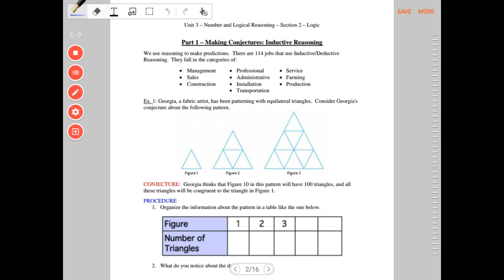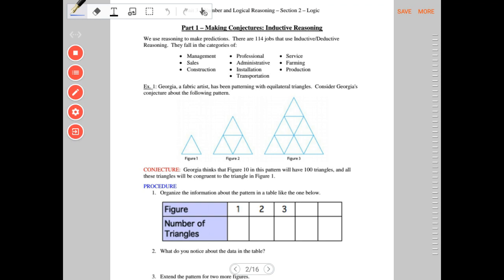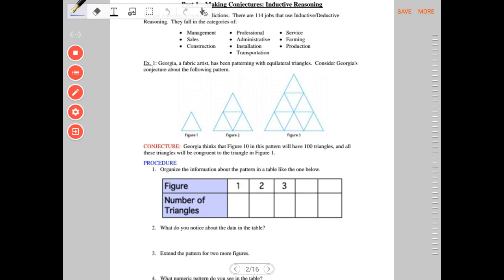Okay. So, as I mentioned on the first page, there's a lot of jobs that require you to use reasoning, both inductive and deductive. Now, you probably don't know what those two words mean yet, but you will by the time you're done this chapter. Some of those jobs are in the categories of management, sales, construction, professional, administrative, installation, transportation, service, farming, and production. So, those are 10 broad categories, 114 jobs. That's quite a few. All right, let's find out what all this has to do with.